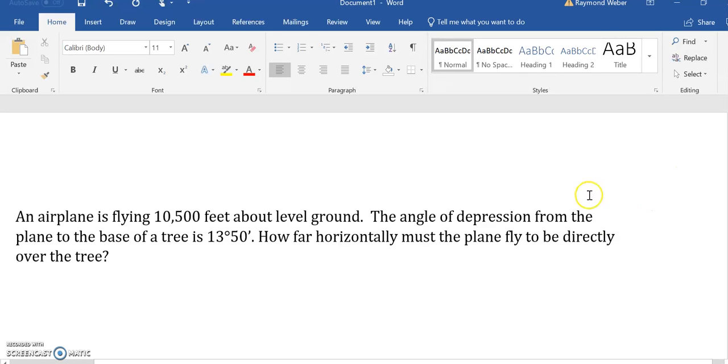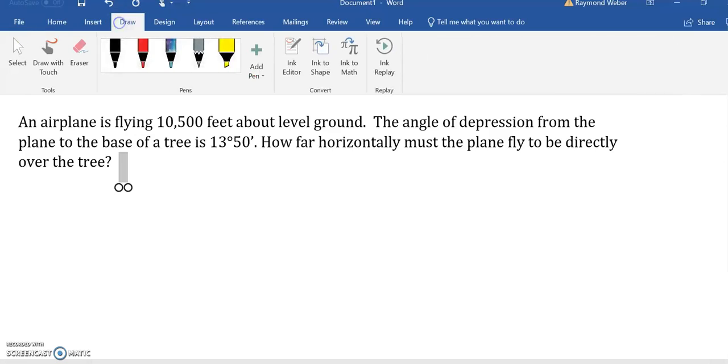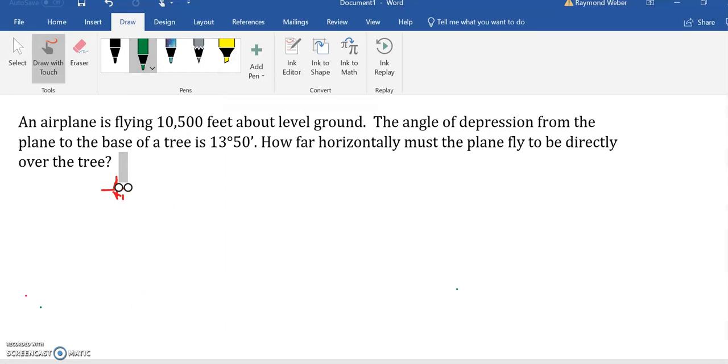Okay, we have a plane flying 10,500 feet above level ground. So here's our airplane. I want to be able to draw my airplane. It's got wings. It looks like something. So I've got my airplane, and he's flying above level ground, and there's a tree over here. Here's my tree. It's green.